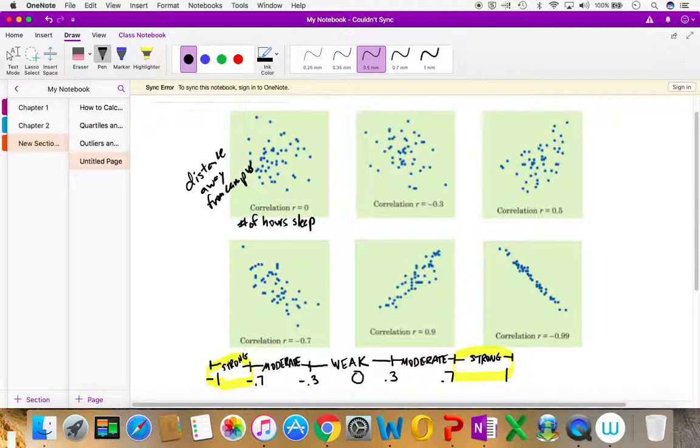Maybe the number of hours of sleep correlates strongly with the number of hours that you exercise per day, another quantitative variable. The number of hours of sleep definitely has a correlation with a student's GPA.